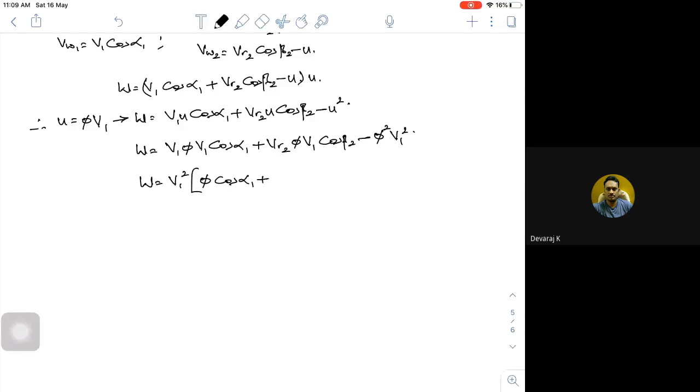so VR2 by V1. If I take V1 square outside, this will be phi into VR2 by V1. So it will be VR2 by V1. On the right hand side I'll write it minus phi square, because V1 square is there. So this will be plus phi into VR2 divided by V1 into cos beta 2, because I'm taking my V1 square outside.